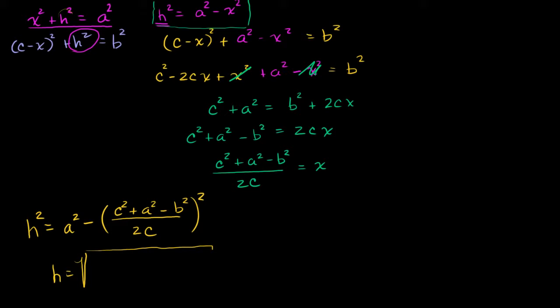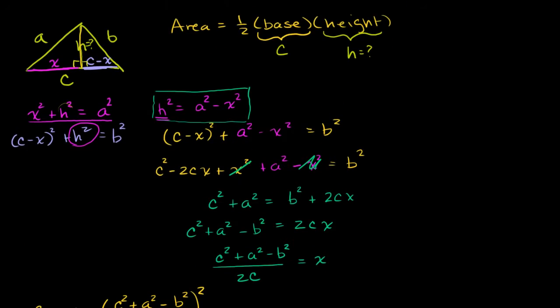I'll switch the colors. Of a squared minus c squared plus a squared minus b squared, all of that squared. Actually, let me make it a little bit neater than that. The square root, make sure I have enough space, of a squared minus all of this stuff squared. We have c squared plus a squared minus b squared, all of that over 2c. That is the height of our triangle, the triangle that we started off with up here.